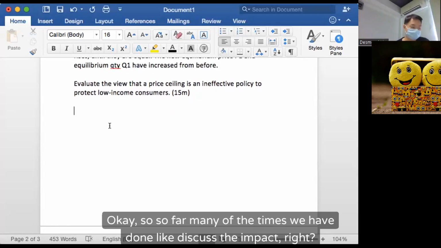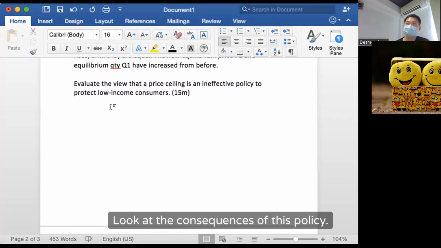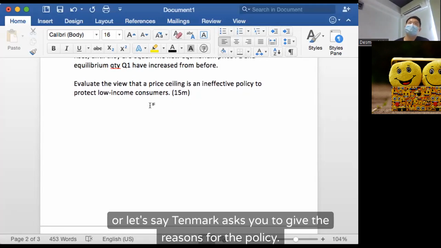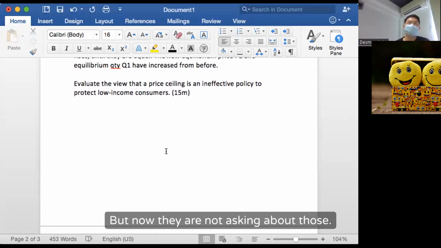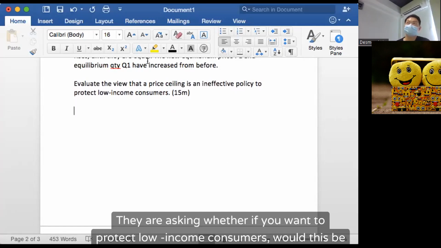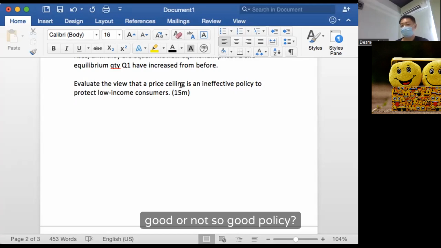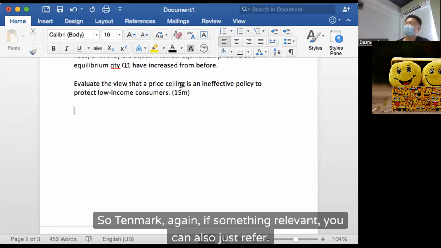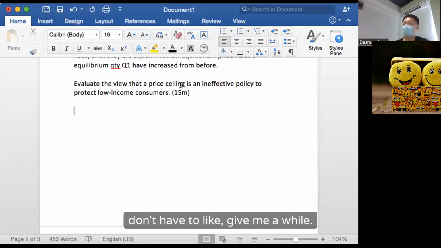So far, many of the times we have discussed the impact, right? Look at the consequences of this policy. Or let's say the 10 mark question asks you to give the reasons for the policy. But now they are not asking about those. They're asking whether, if you want to protect low-income consumers, this would be a good or not so good policy. So for 10 marks, again, if something is relevant, you can just refer. You don't have to give me a whole essay.